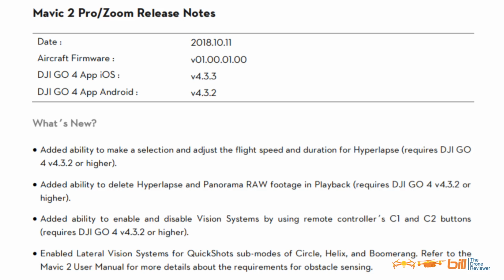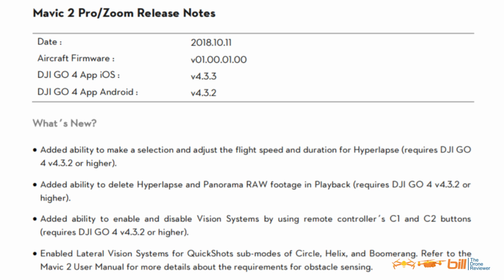With that, let's begin. This morning I woke up and received word that DJI did a firmware update for the Mavic 2. So I'm going to go ahead and put the release notes up on the screen here, and we're going to go through them. Now it was today's date. The firmware version is v01.00.01.00. The DJI Go 4 app in iOS is v4.3.3, and the DJI Go 4 app in Android is v4.3.2.